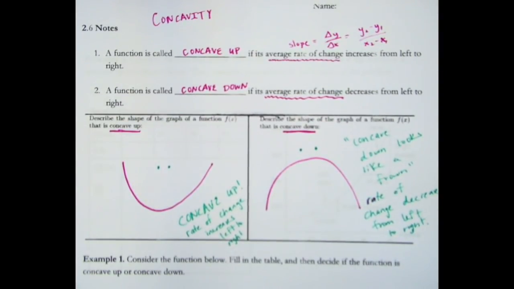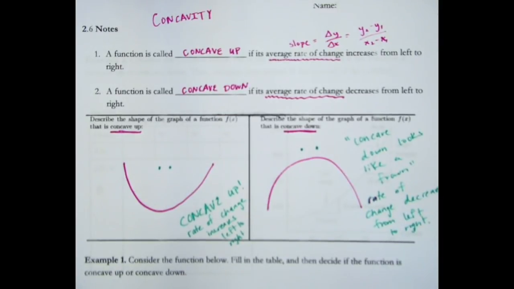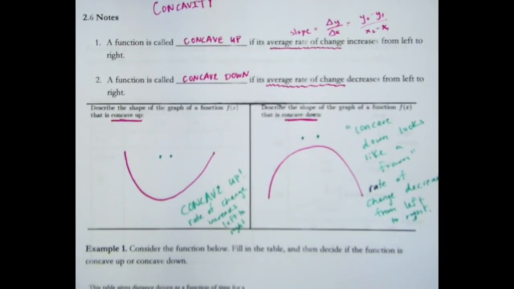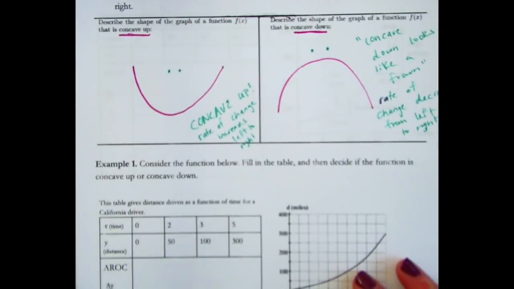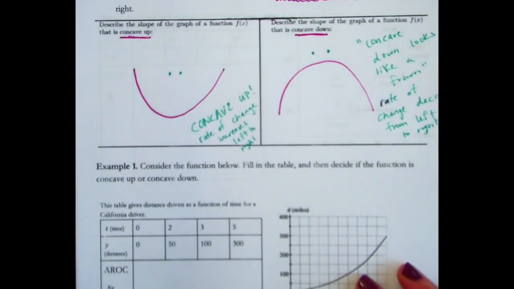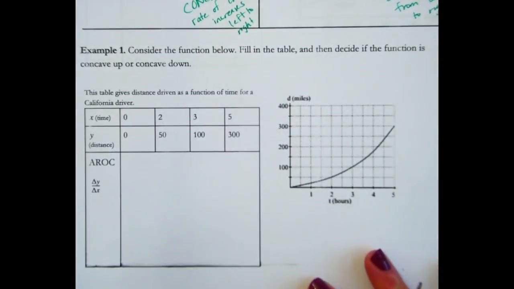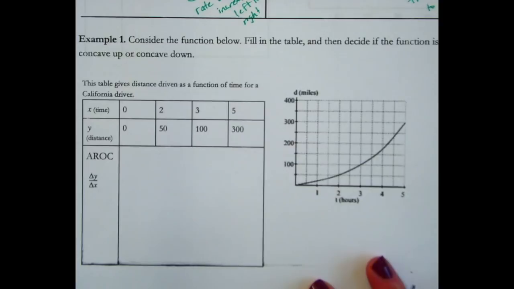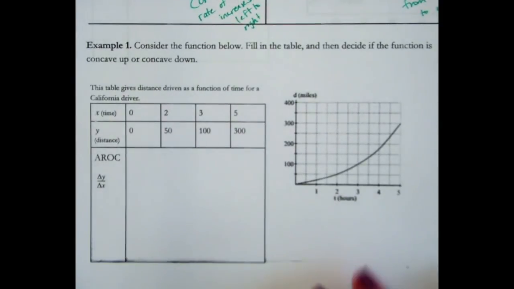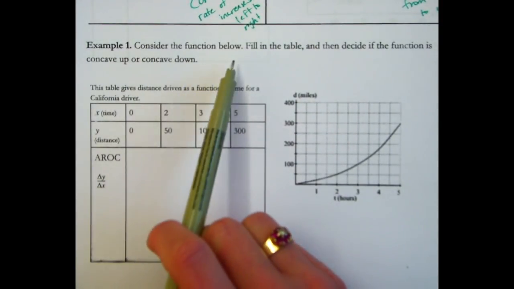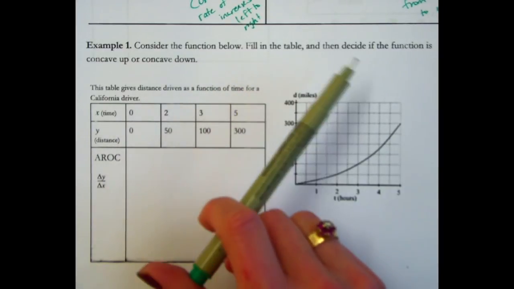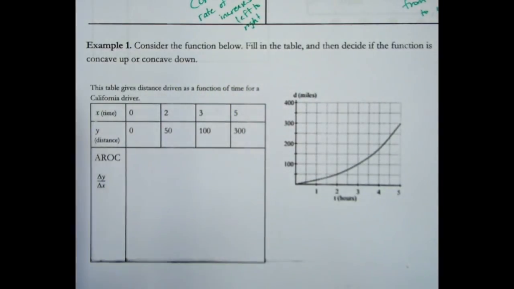Okay, other than the shapes of the graph, it gets a little bit more complicated when we add another representation, which is a table. So let's see how to tell if a function is concave up or concave down from a table. This is the type of problem you'll be doing on your problem set this week, as well as your exit ticket today. And on your final exam, this would be the type of question I would ask about concavity. So consider the function below, fill in the table, and then decide if the function is concave up or concave down.